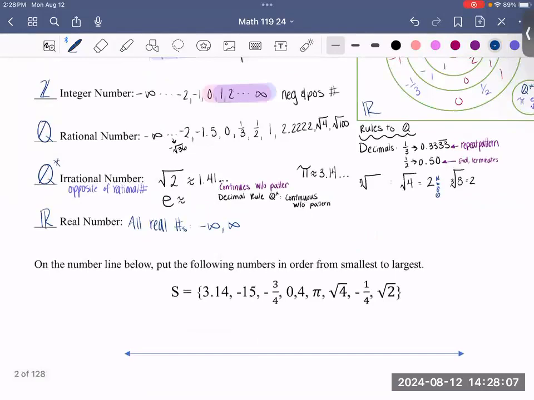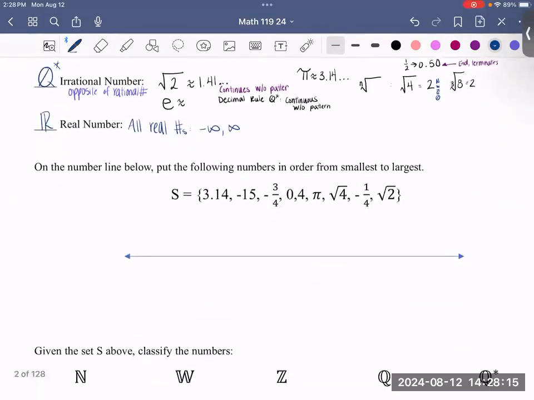So that being said, let's figure out on a number line, where do some of these values fall? So pause the video, see if you can figure out where these values fall on smallest to largest on the number line.